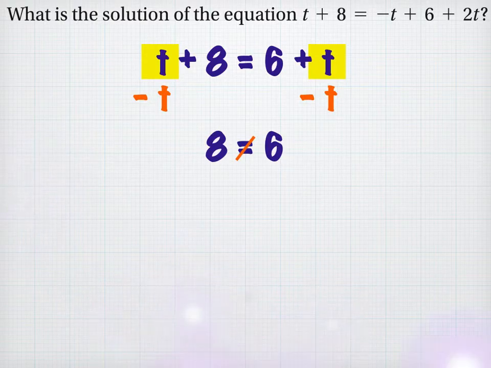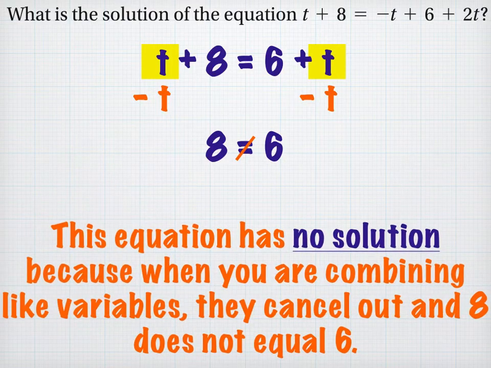So this equation actually has no solution because when you're combining like variables or like terms, they cancel out, and 8 does not equal 6. So when you're left with a false statement, or like I've said, an absurdity, there is no solution to the equation. There is no value that you could plug into t to get the two sides equal.